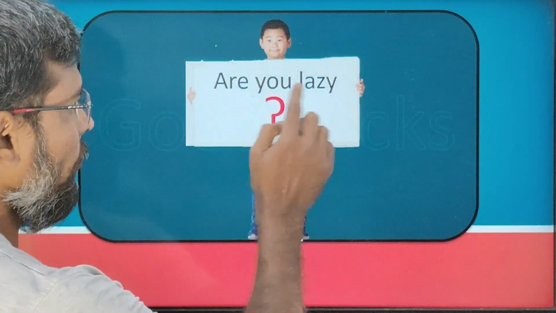Now I have an important question for you. What is that? Are you lazy? Are you a lazy student? If you are lazy, then please raise your hand. I am repeating, if you are a lazy student, please raise your hand. Now you might be surprised why I am asking this question. See, if you see this laziness in a positive way, then there are so many benefits.